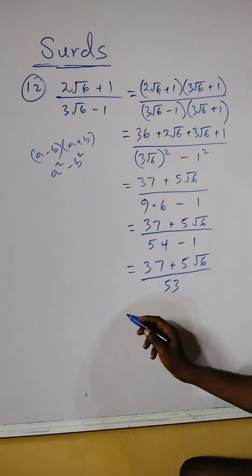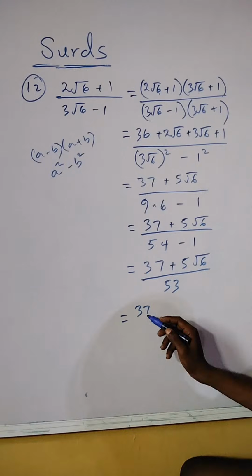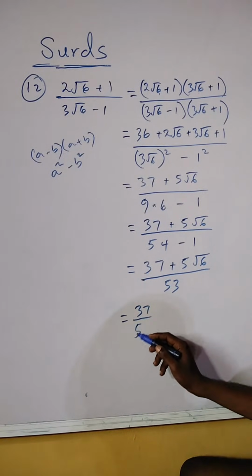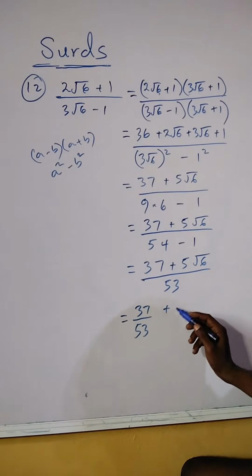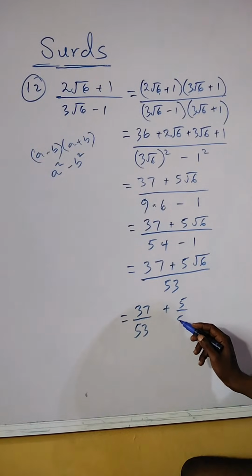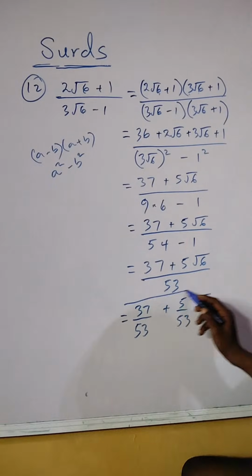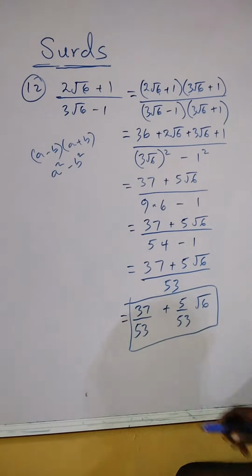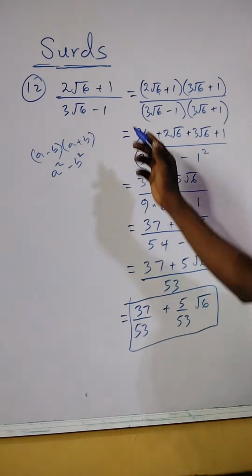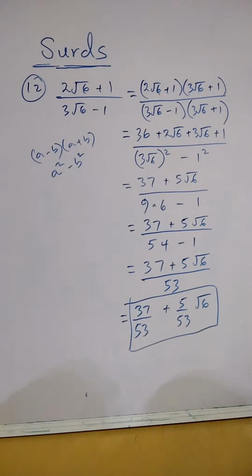Or we can rewrite it as 37 over 53 plus 5 over 53 times root 6. That is, here we have this also as a simplified form of this given solved problem.